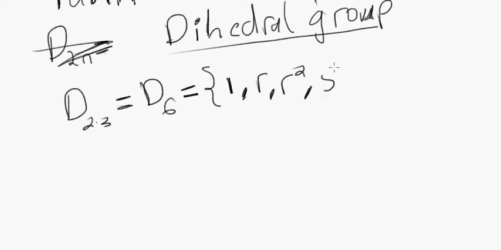Then we have S, the flip, and then we have SR, and we have SR squared. And we know we are kind of correct because we have 6 elements in this dihedral group. Okay, well, what are possible subgroups of D6?